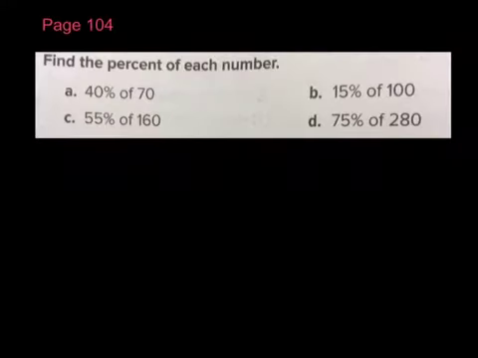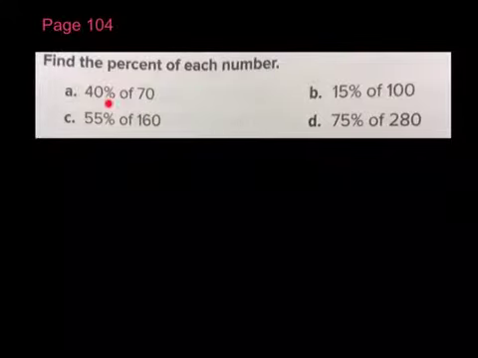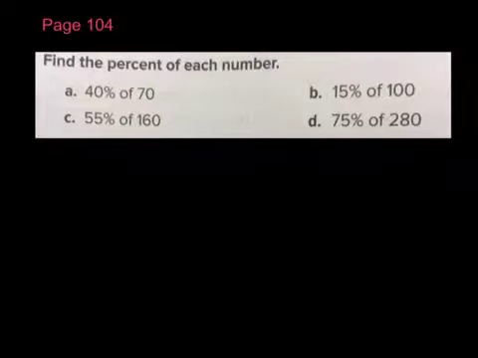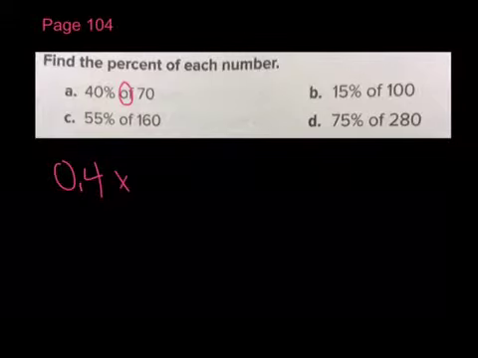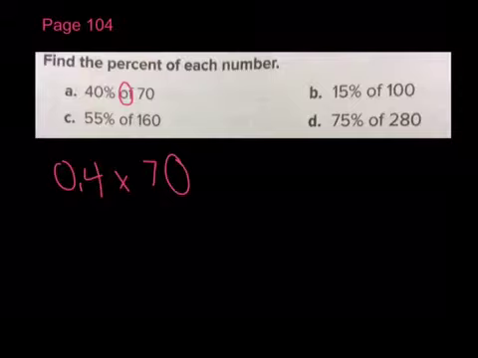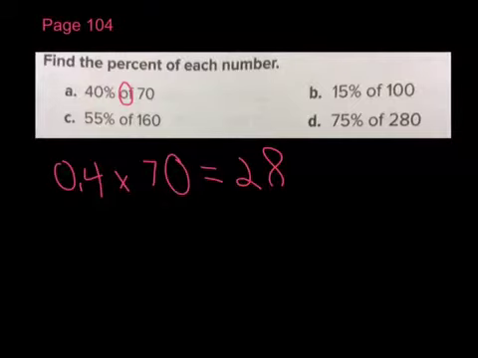Okay, let's try these questions on page 104. Now we have 40% of 70. Remember 40%, when we change it to a decimal, it's 0.4. And then we're going to replace the word of with the multiplication sign times 70. You'll notice that when you multiply, you get 28.